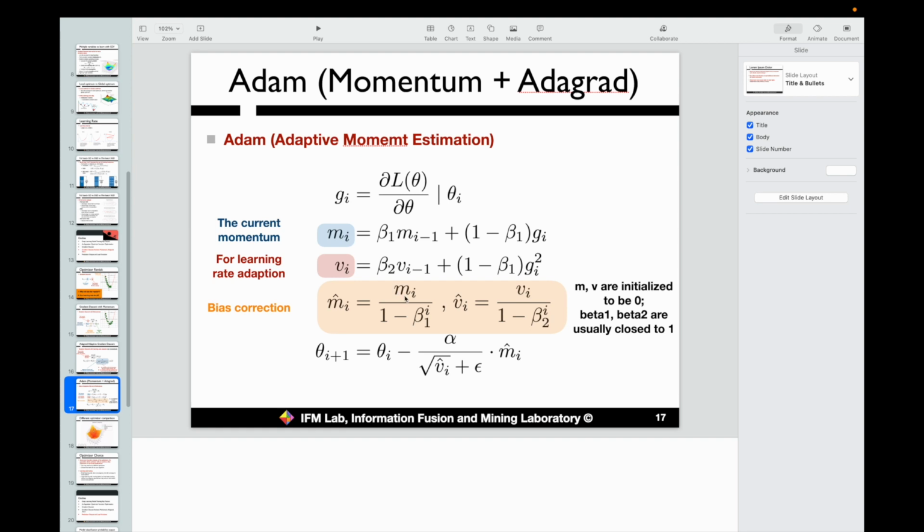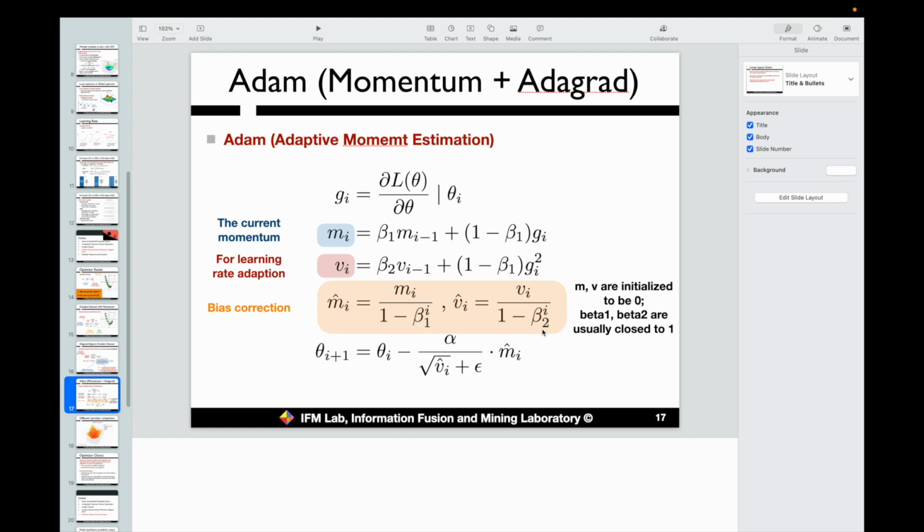So we will normalize this term by dividing mi by a term. The term is denoted by 1 minus beta 1 raised to i. This i denotes the index of the iterations, and we use this i as a power. Similarly, we can also normalize this vi vector with the parameter beta 2 in a similar way.